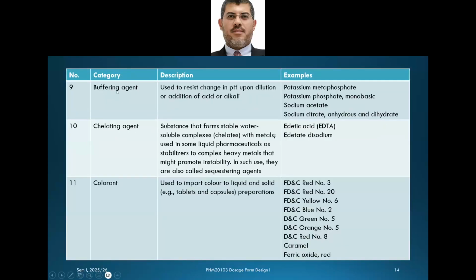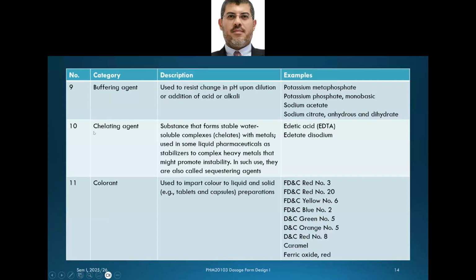I can use some buffering agents to control the pH of the medium, which is usually a weak acid and its salt, or alkaline and its salt, as you studied before in physical pharmacy or even in chemistry. So I can use like potassium metaphosphate, potassium phosphate, monobasic sodium acetate, sodium citrate, anhydrous, dihydrate. Usually I add some of the salt and then I adjust the pH with the acid. So I'll have a mixture of acid and the salt.